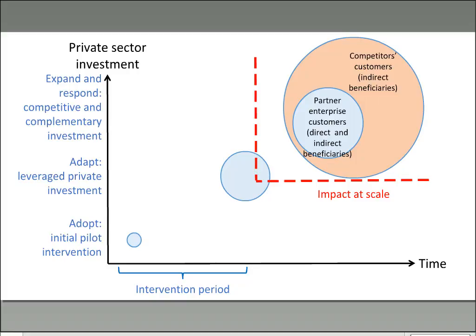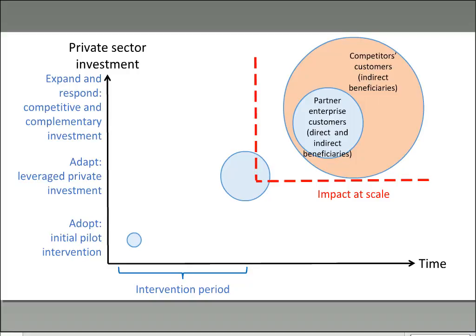What we mean by impact at scale. So 2 characteristics. First of all, we will see evidence of adaptation and expansion beyond the initial adoption phase. And what this means is that private sector market players with significant market share are actually investing their own resources in the new business model or in recognizable variants of it. The business model that's been promoted by the intervention.